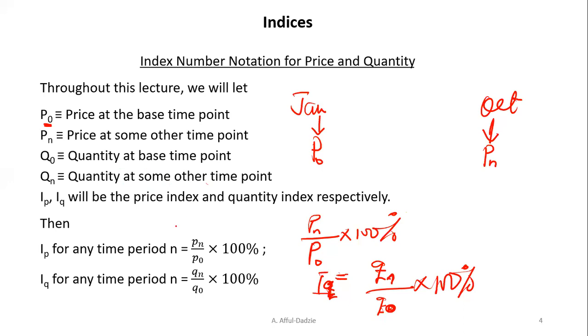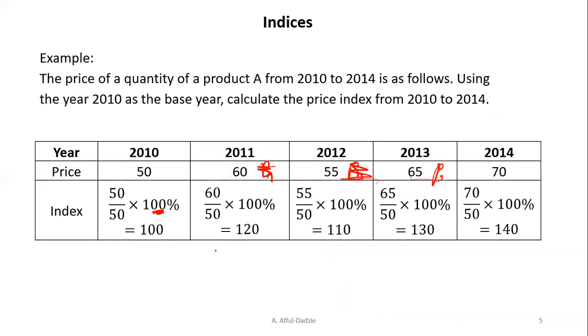So to find your price index, it is the price at a certain time point, maybe a future time point, over the price at the base time point, times 100. It will give you your index number. And the same applies for the quantity. So suppose that we have this data here, and we assume that 2010 is the base period.